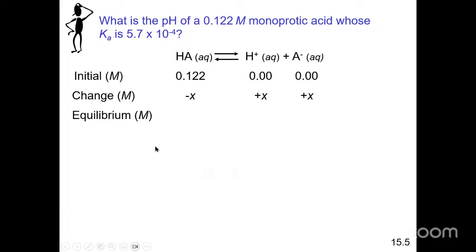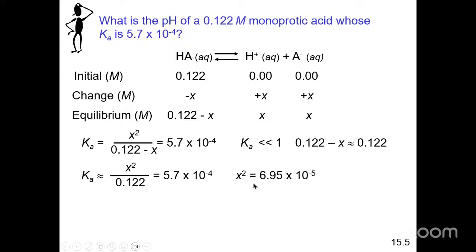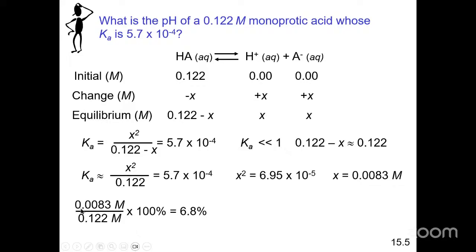And then we write down the terms for the equilibrium concentration, which of course would be the sum of the first line with the second line, and this is what you're going to end up with. Then we write down the Ka expression and plug these terms into it. Now we made the approximation that X is small compared to 0.122. When we do that and solve for X, X equals 0.0083. Then to find the percent dissociation of the acid, we divide the X value, which would be the equilibrium concentration of H+, by the initial concentration of HA.